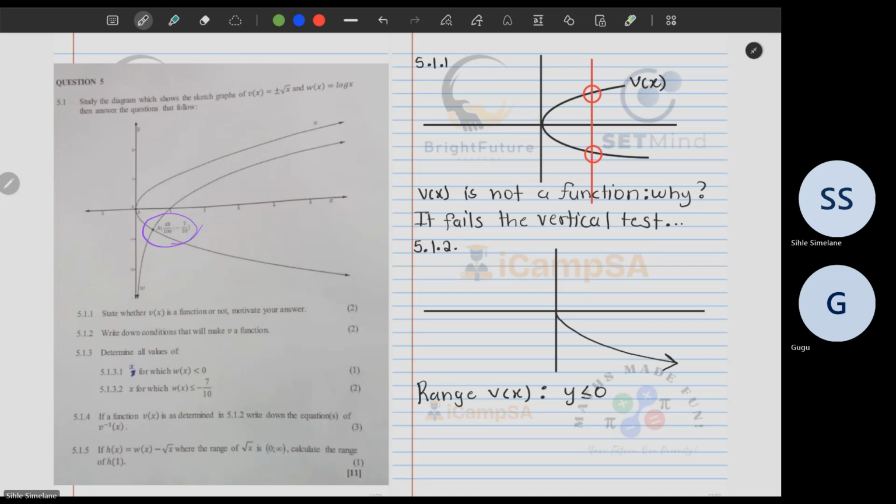Yes. Okay, that is all we had to do. Why did we choose the lower part? It is because we have a point that we are given here.